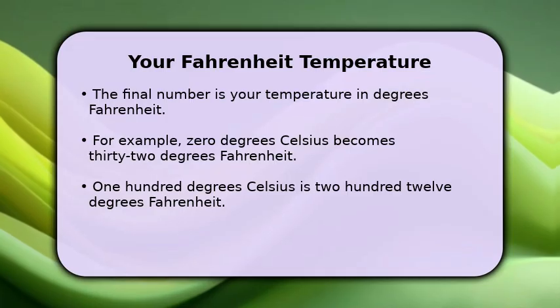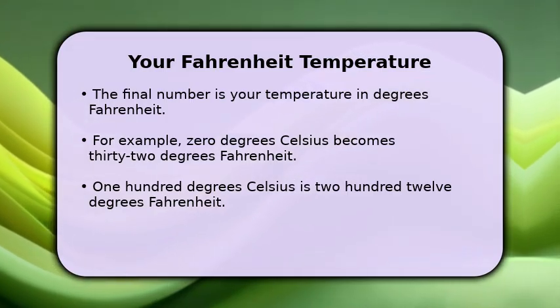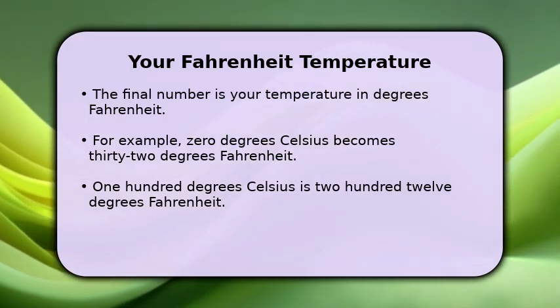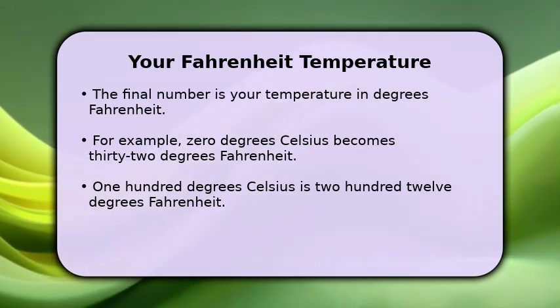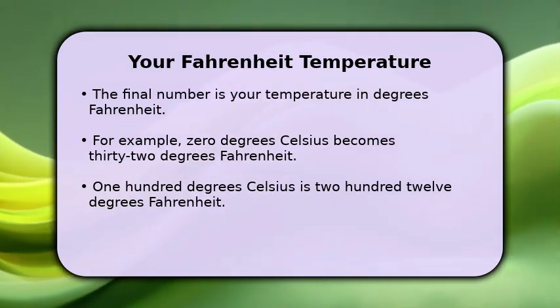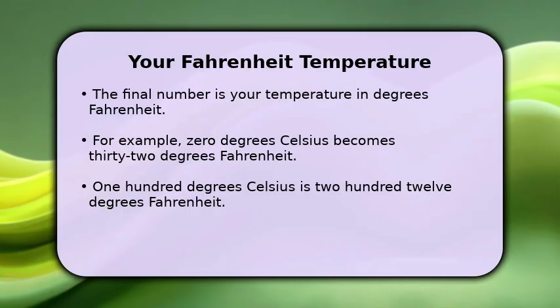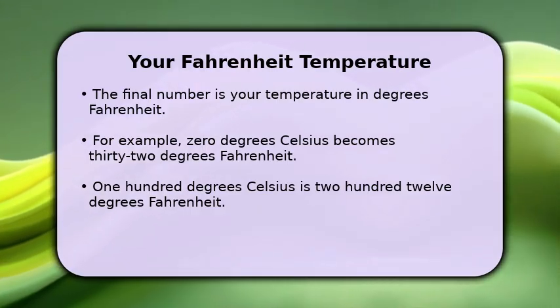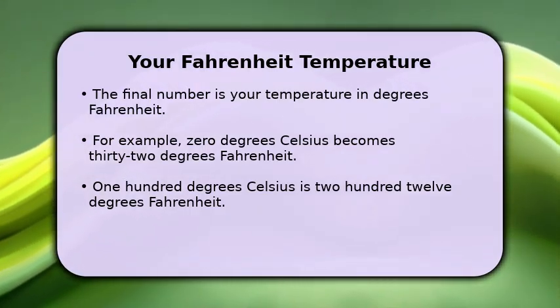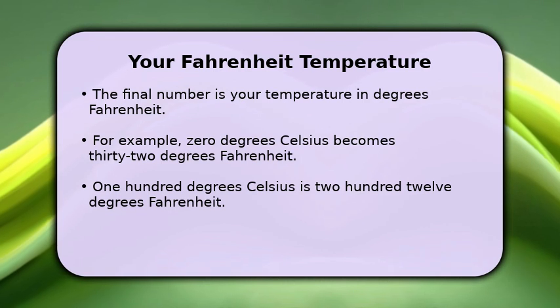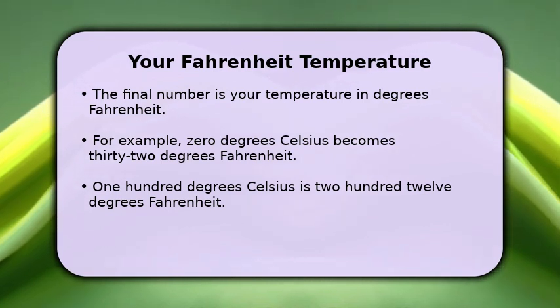For instance, if your thermometer reads 0 degrees Celsius, following these steps will give you 32 degrees Fahrenheit. Another common example is 100 degrees Celsius, which converts to 212 degrees Fahrenheit. You can use this method for any Celsius reading to find its accurate Fahrenheit equivalent.